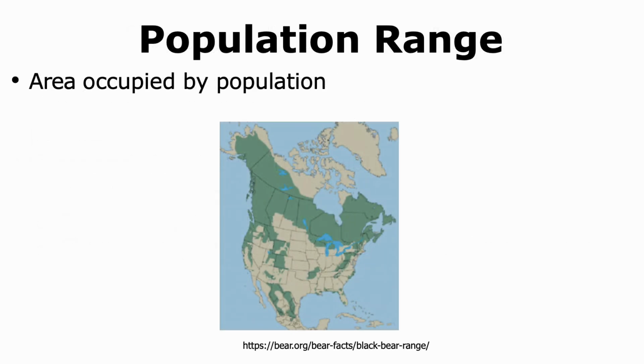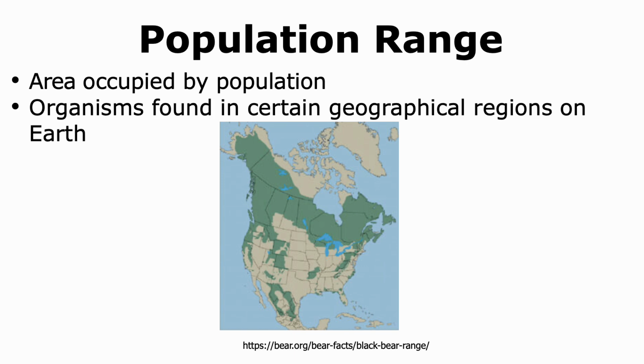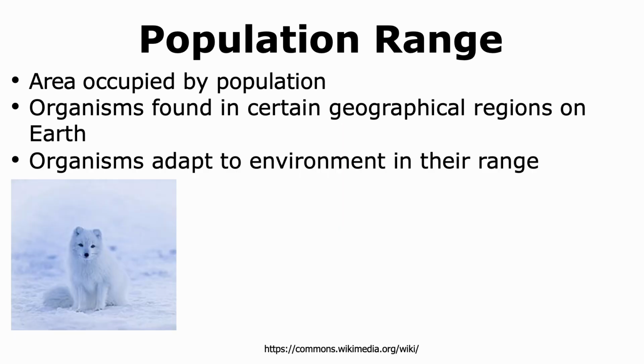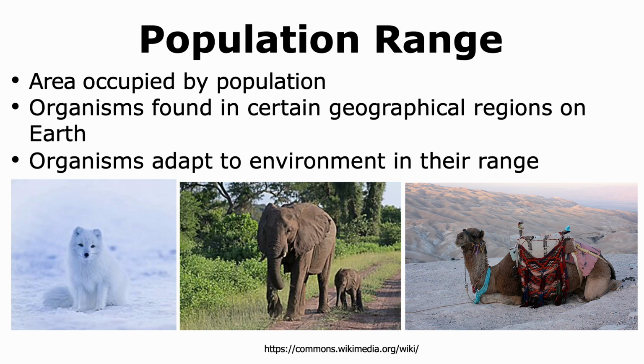Population range is the area that a population occupies. For example, the map shown below tells us about the population range of black bears in North America. Organisms can be found in certain geographical regions on Earth. In order to survive in these regions, the organisms adapt to the conditions present in their range. For example, if the range has a cold temperature, then the animals tend to have thick fur, which will be different for animals living in other types of environments.